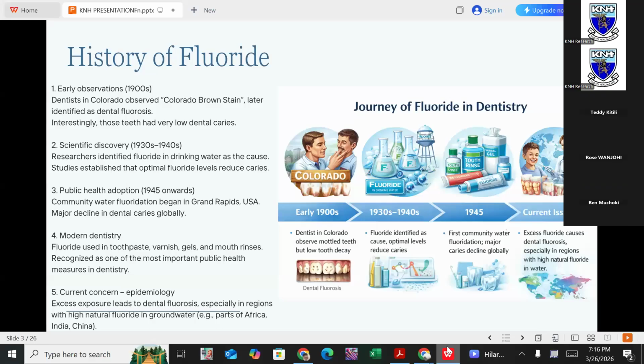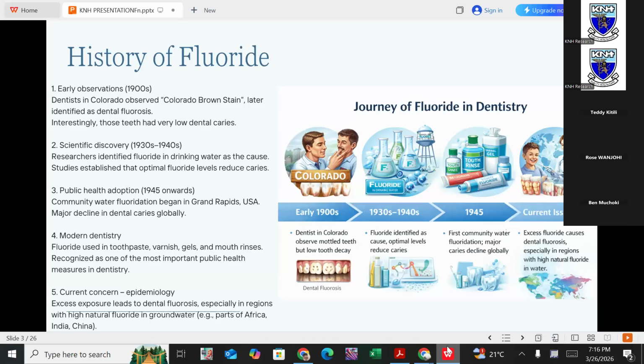And actually, from 1945 onwards, community water fluoridation began, meaning that in other places they actually don't have fluoride in water. So what they were doing is adding fluoride to water in a bid to strengthen the teeth as a way of fighting dental caries. So what are we saying?